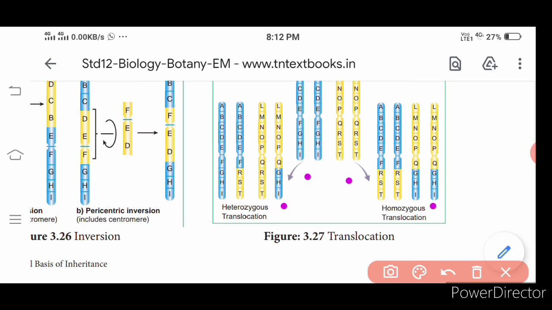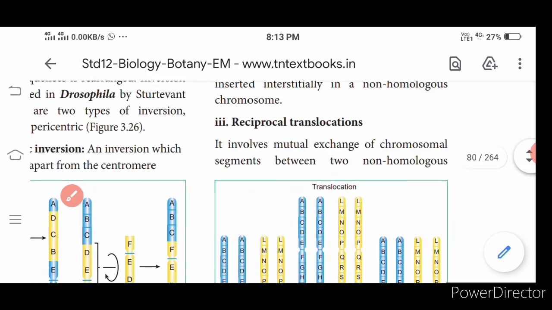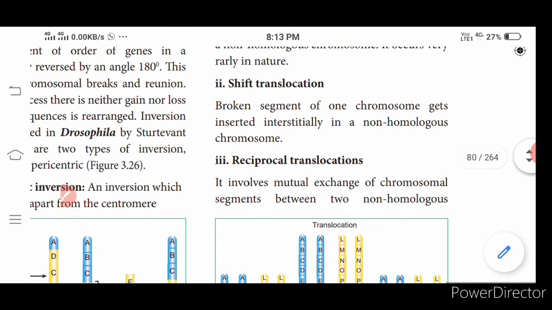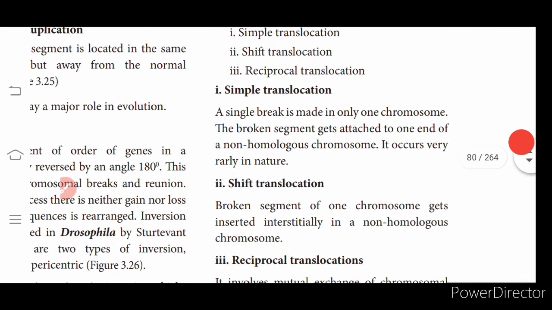Follow? So in the heterozygous translocation, in one chromosome there is no translocation at all, but in the other chromosome there is a translocation occurring. Then it is called heterozygous translocation. Homozygous translocation: in both the chromosomes the translocation occurs. It is called homozygous translocation. We shall read here. Simple translocation, shift translocation, reciprocal translocation.